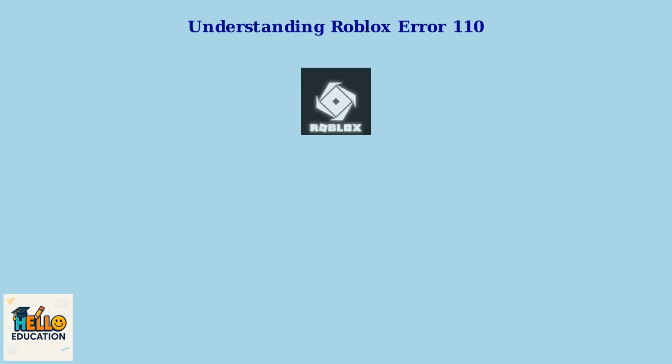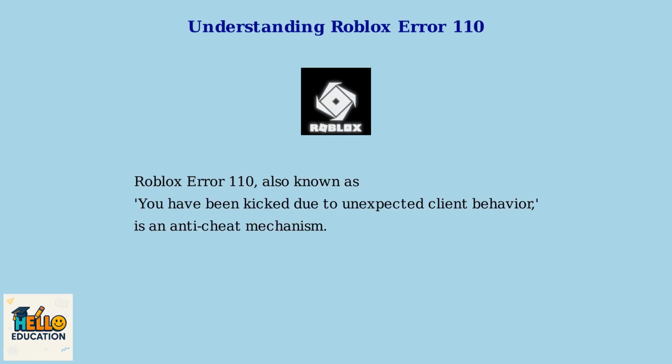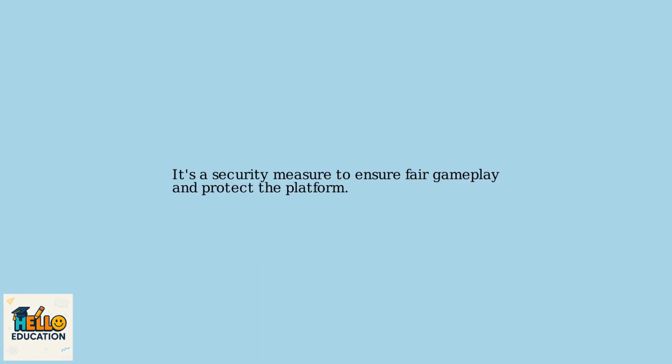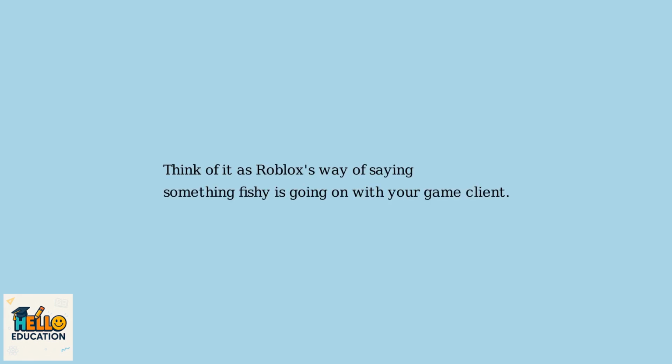Roblox Error 110, also known as "You have been kicked due to unexpected client behavior," is an anti-cheat mechanism. This error appears when the Roblox client detects irregularities, such as unauthorized modifications, exploit scripts, or incompatible software. It's a security measure to ensure fair gameplay and protect the platform. Think of it as Roblox's way of saying something fishy is going on with your game client.